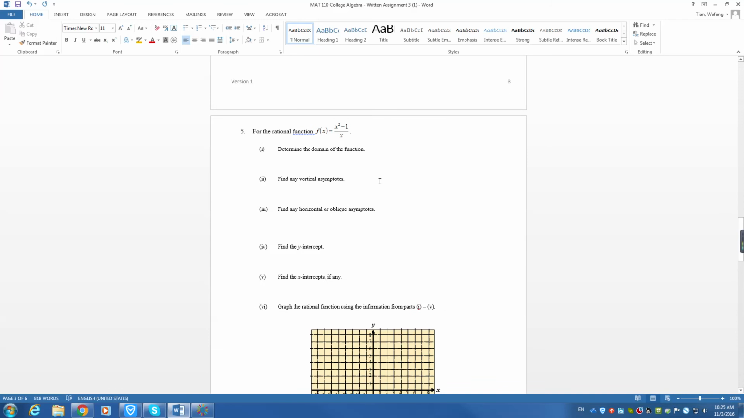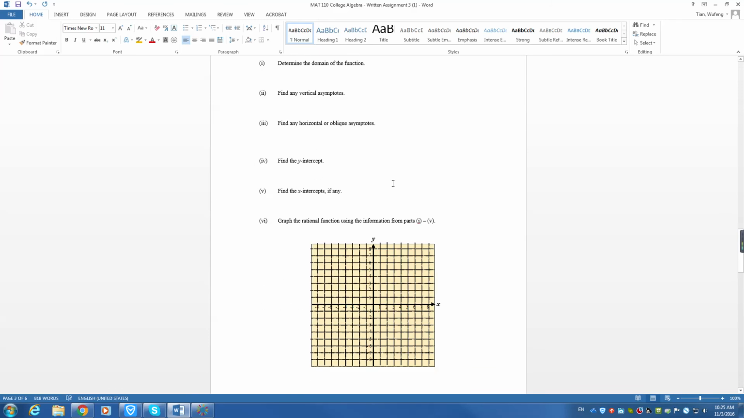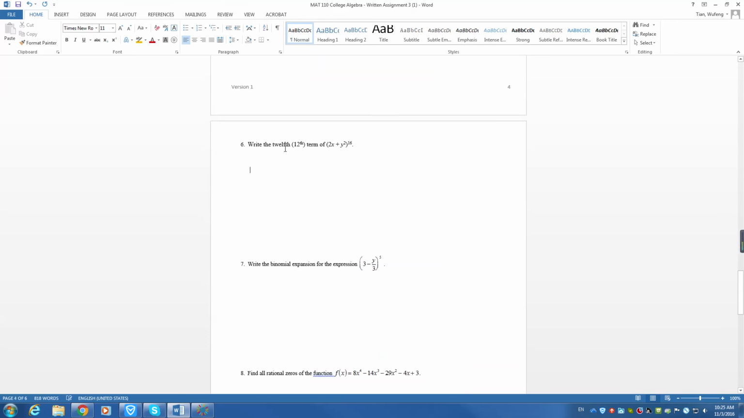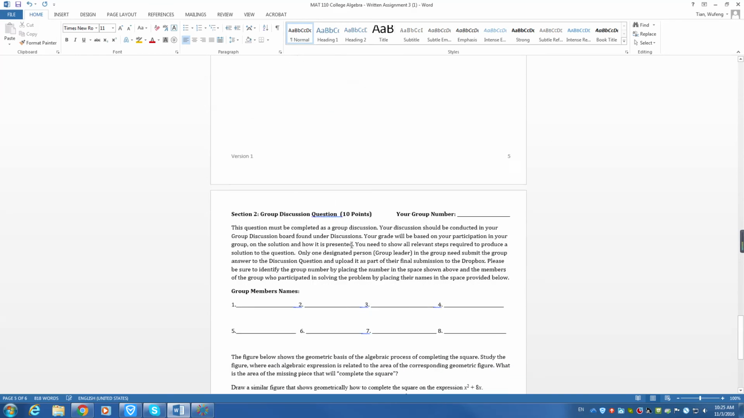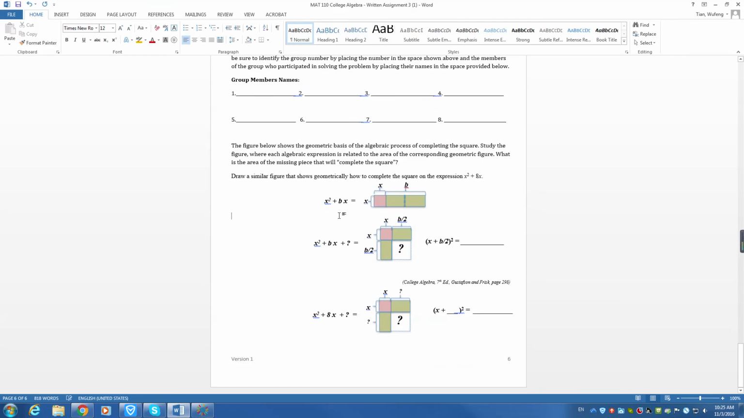This is pretty simple. It's just a normal function. You can finish that. And for the 12th term, use the binomial expansion theorem. The same here. So the group work, there's one student asked me about the group work. I'll give you a little bit of help here.